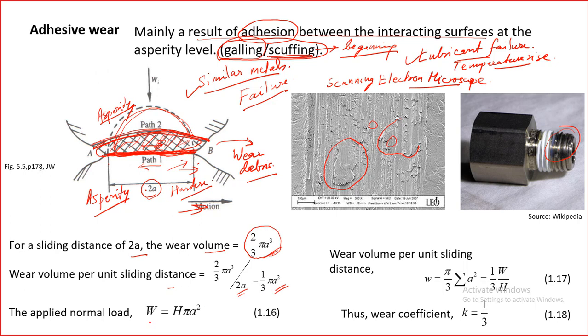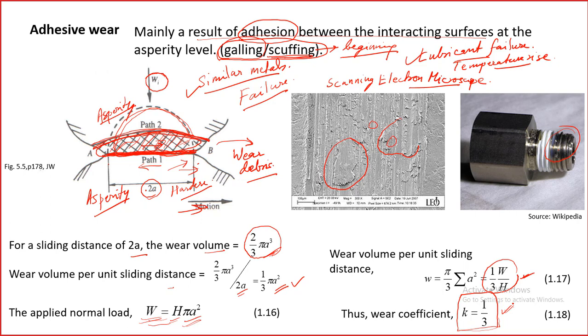We already know the applied normal load, the total load, or we can also work in the local load just on one single asperity. But since we have many asperities and we are going to sum them together, we can say that load is hardness multiplied by pi a squared. Pi a squared is the contact area. So wear volume per unit sliding distance is 1/3 pi a squared, and a squared has been replaced by load divided by H, summed over all the asperities. Now if you convert this into the wear coefficient k that we talked about, it gives a fixed value of wear coefficient of 1/3.